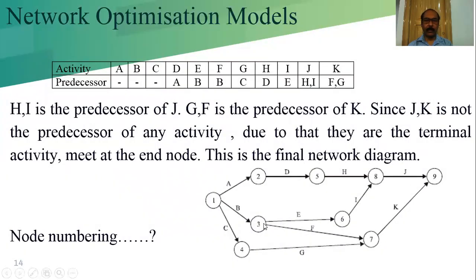Now this is the final network diagram. If we check with this, it satisfies all the predecessor conditions, and now we have to number the nodes. How many nodes are there? 1, 2, 3, 4, 5, 6, 7, 8, 9. So the last number we can put is 9 and start with 1.